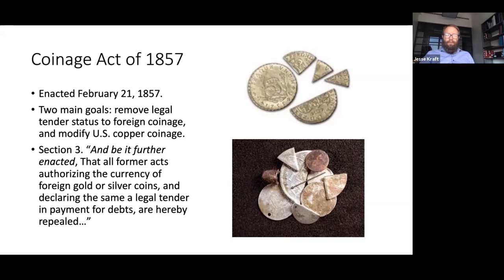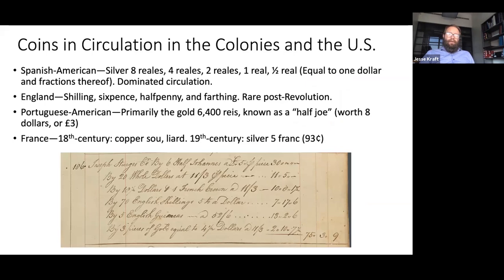So before this, and illegally a little after this, but primarily before this, there were various coins in circulation in the colonies and in the states. The biggest one that most people are familiar with is the Spanish American coinage. This was primarily revolved around the Spanish American 8 reales, which was divisible by fractions instead of decimals like our current United States dollar is. So there are 8 reales, 4, 2, 1, and a half real coin.